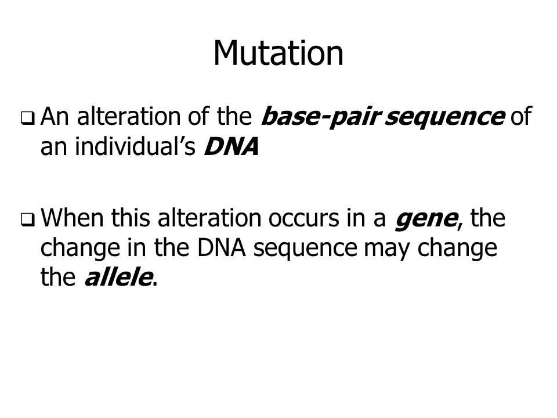So when we're talking about these mechanisms of evolution, it's helpful to keep the precise definition of evolution in mind. That was a change in the allele frequency found in a population. Okay, so the technical definition for mutation is an alteration of the base pair sequence of an individual's DNA. And when this alteration occurs in a section of the DNA that codes for a particular gene, the changes in the DNA sequence may change the allele.